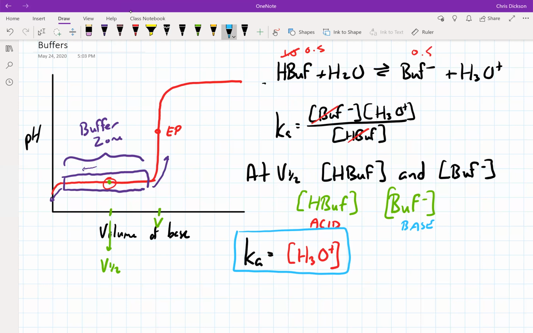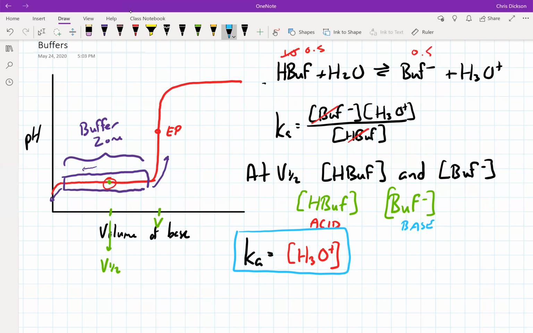So why would this be useful? When would you want to use this? Well, anytime you want to maintain the pH, keep it at a constant level or really close to a constant level, you should wind up using a buffer. And so we can have different types of buffer systems.